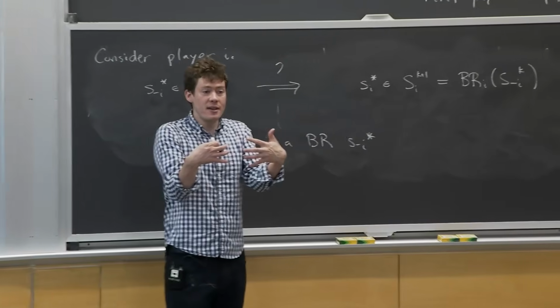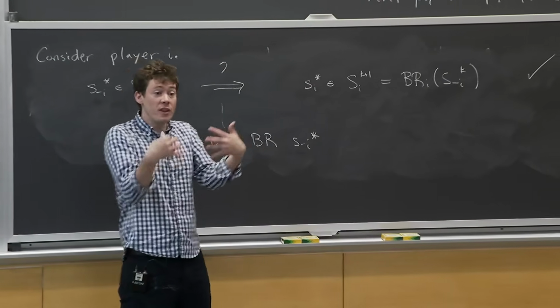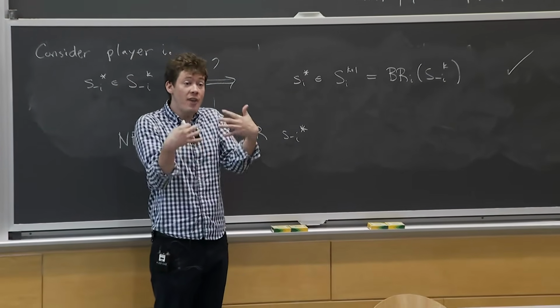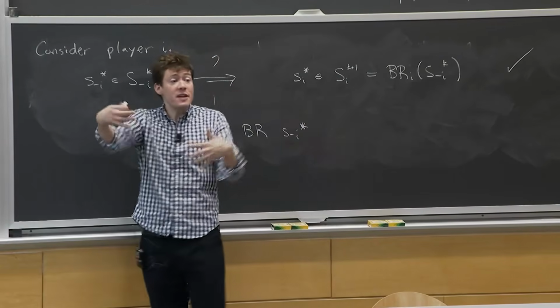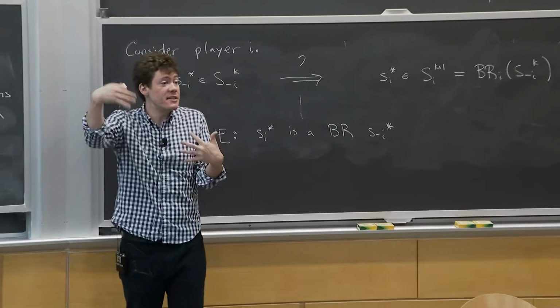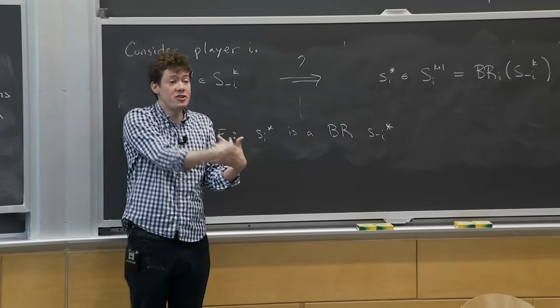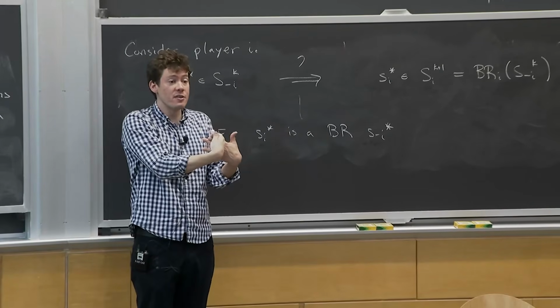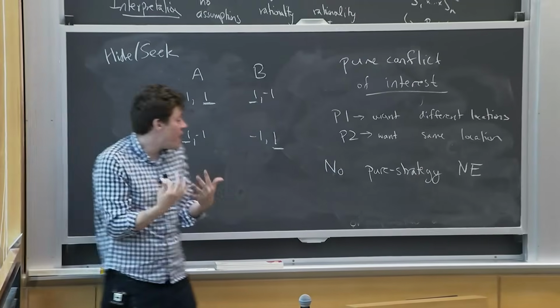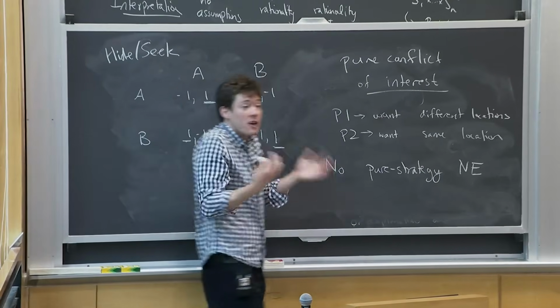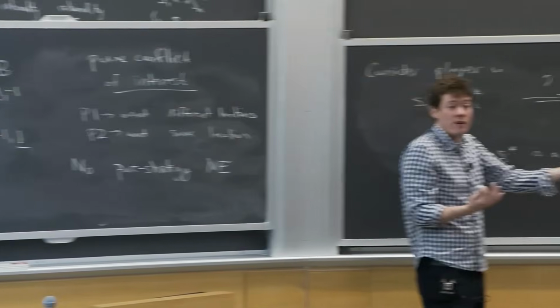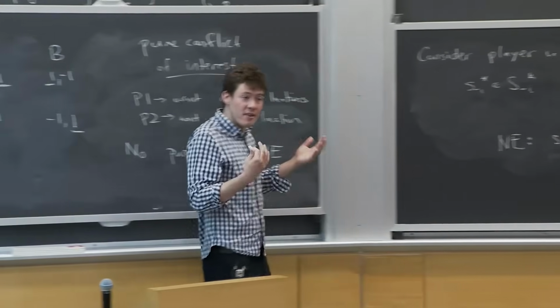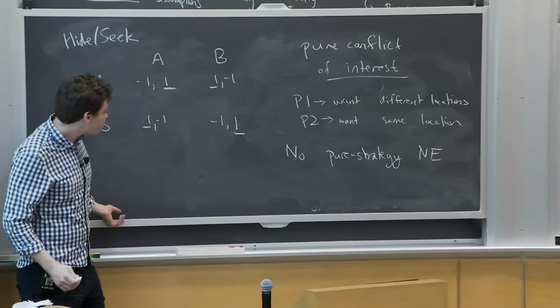But if we're in the same place, then someone certainly has a profitable deviation, right? The hider would rather deviate if we're in the same place. And if we're in different places, then again, someone would like to deviate. The seeker would like to deviate and change places so that they find the person who's hiding. So because of this immense conflict of interest, we can't have a pure strategy Nash equilibrium, because someone's losing, and whoever's losing would rather change their behavior so that they could win. This is a zero-sum game in a formal sense that we'll talk about more later.